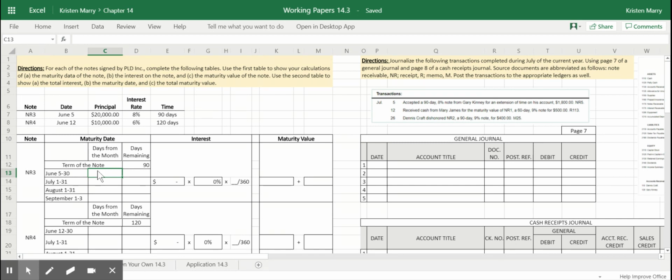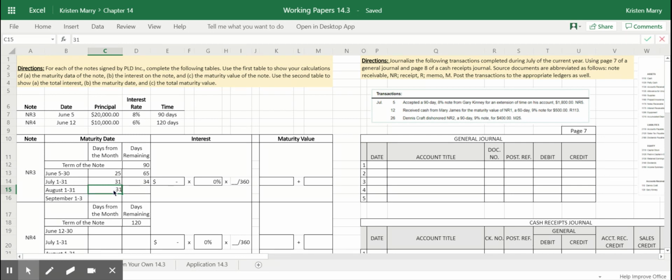So from June 5th to June 30th, that's 25 days in the month of June that they are borrowing that money from us. So we take 90 minus those 25 days in June. At the end of June, they'll have 65 days left on their notes receivable promissory date or maturity date. July 1st to the 31st, that's 31 days. So we take the 65 remaining days at the end of June minus the 31 days in July. So at the end of July, they'll have 34 days left to pay their notes receivable back.